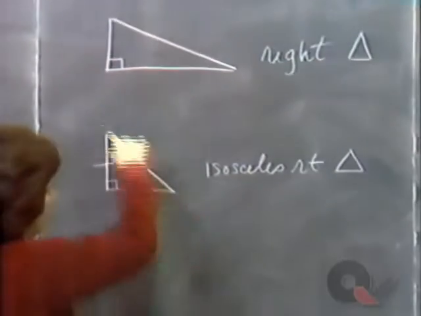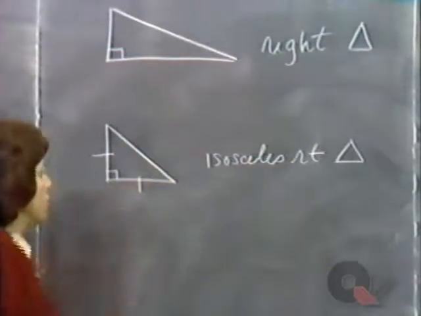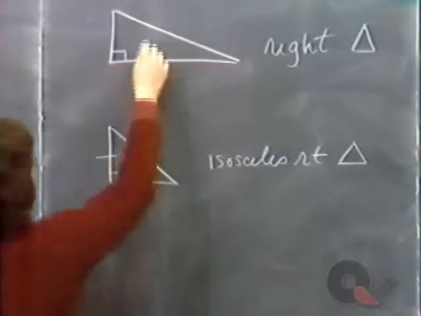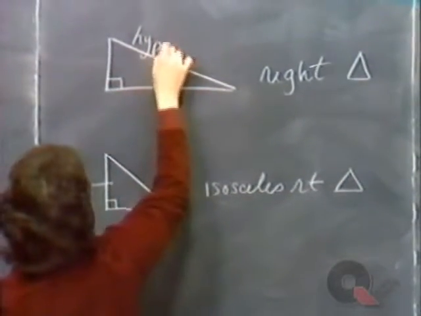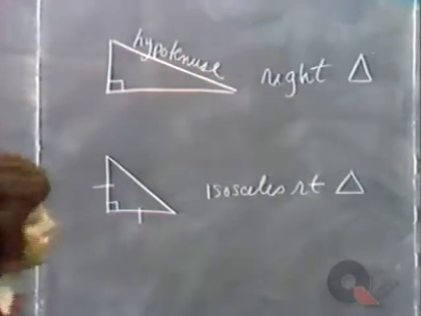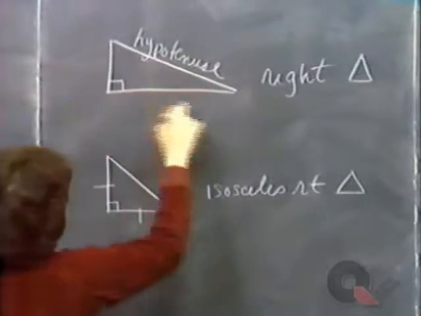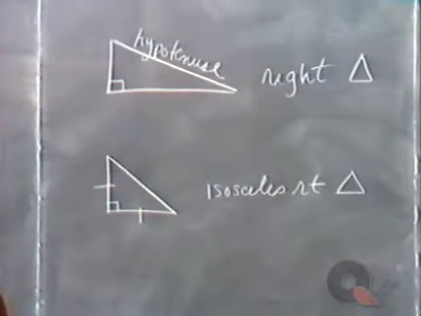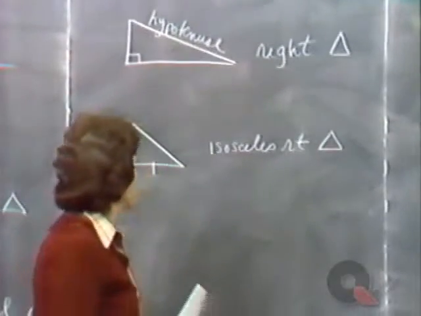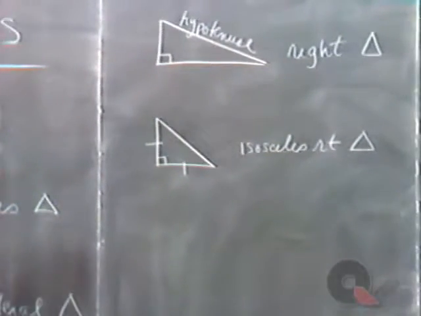Okay, by the way, the side opposite the right angle in a right triangle is called the hypotenuse. This is the hypotenuse of the right triangle. And the other two sides in a right triangle are known as the legs of the right triangle. Now while you can have an isosceles right triangle, you cannot have an equilateral right triangle.